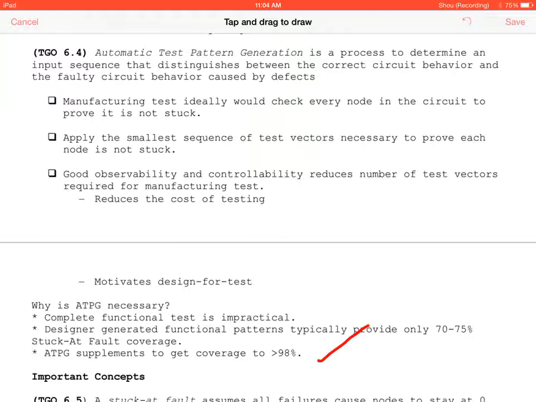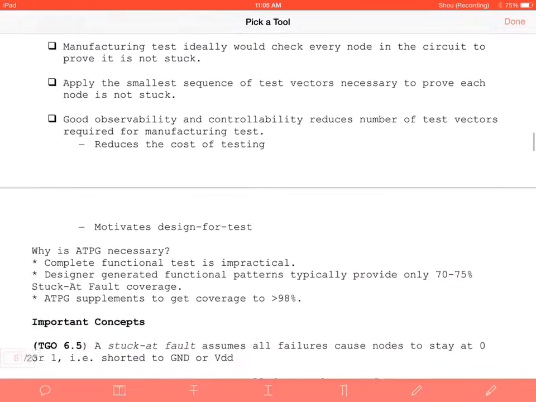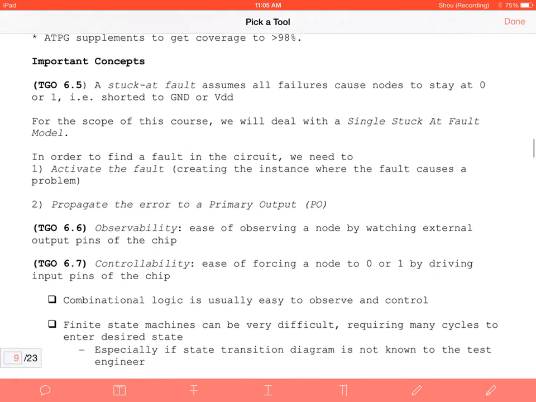By using these automatic test pattern generation algorithms, you can get fault coverage to greater than or equal to 98%. Typically, just trying to come up with your own, even with really good algorithms, will cover only about 70 to 75%. So using these algorithms that we're going to present is very helpful professionally. So we're going to finally define a stuck-at fault, where a stuck-at fault assumes all failures at nodes stay at 1 or stay at 0. So that example we covered last class, where we had the XOR gate that was grounded on the B input, assumed that stuck-at fault, B stuck at 0.